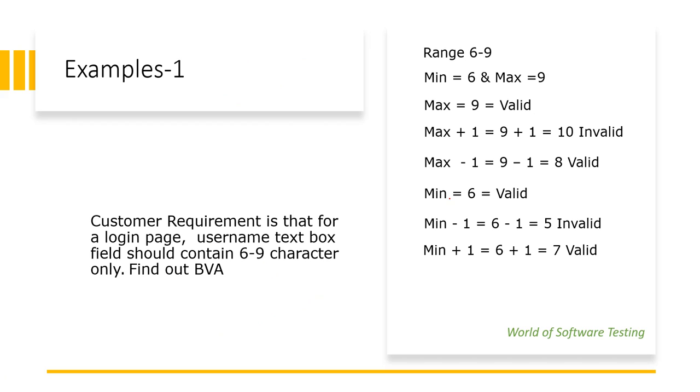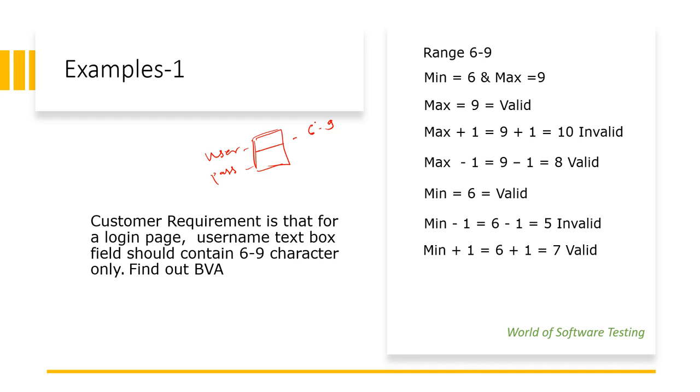Here the customer requirement is for a login page. If you consider any login page, there must be the username and then a password. So there should be two text boxes here for the username and password. The customer requirement is that for a login page, the username text box field should contain 6 to 9 characters only. Okay, so let's find out the BVA.